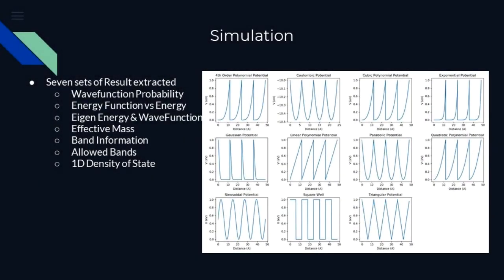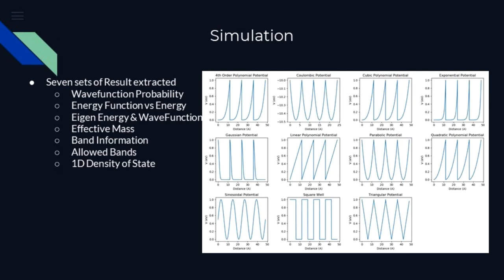After running each simulation, 7 sets of results were extracted, and each set of data was compared to the other results that used the same periodic well shape. The results that were extracted from the application were as follows: the wave function probability, the energy function, the eigenenergy paired with the wave function, the effective mass of the electrons within the well, the band information with the allowed bands, and the 1D density of states chart.